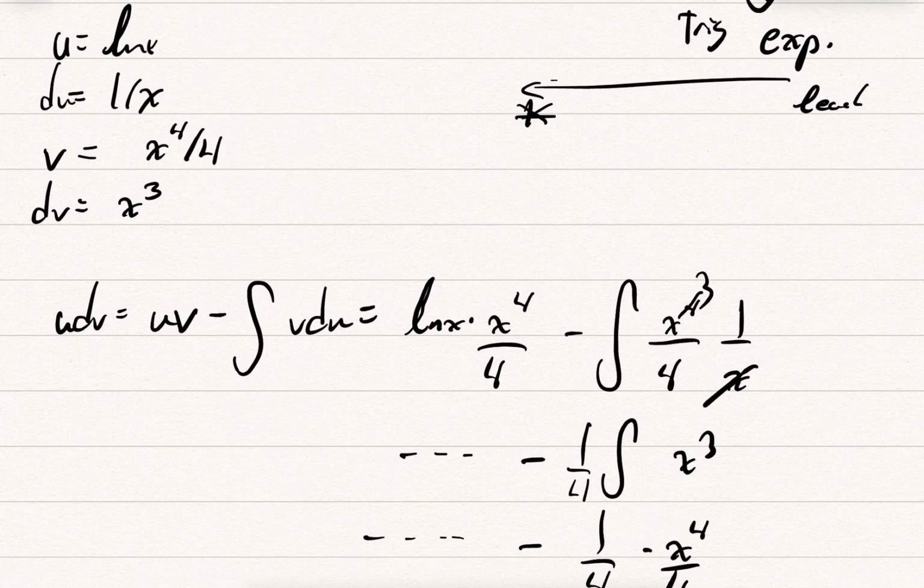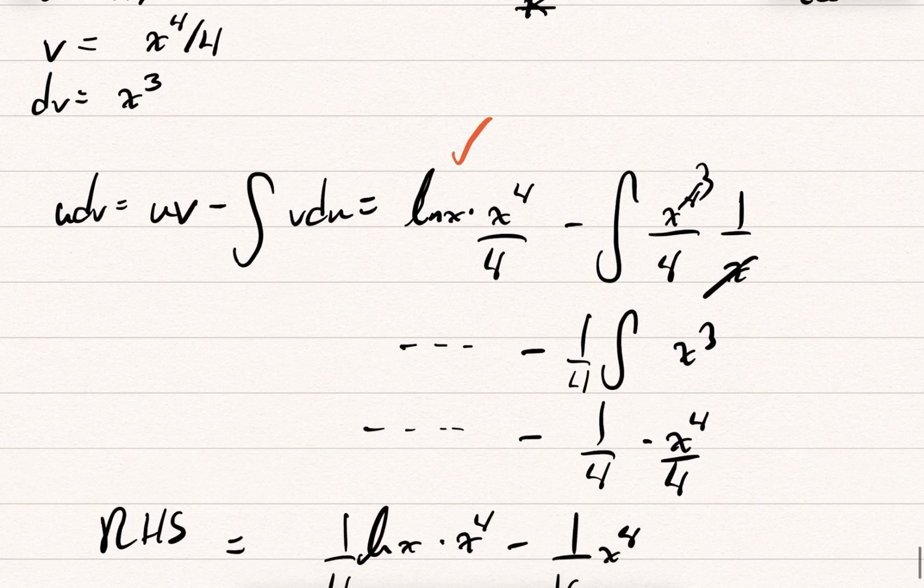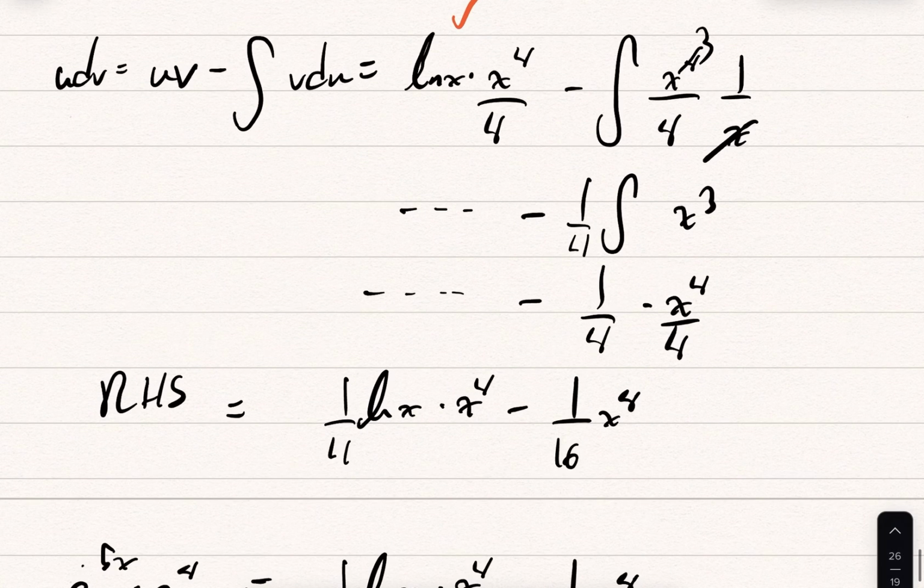So my u and my dv, oh, okay, I see. So yeah, that's correct up until there. And then we get ln x times x. So this is correct, okay? And I'm just checking my work. This is correct. All right. Oh. And this is correct.